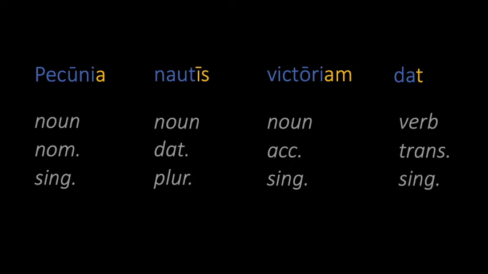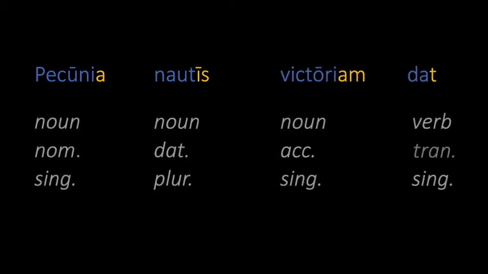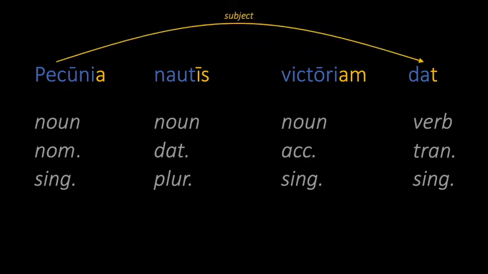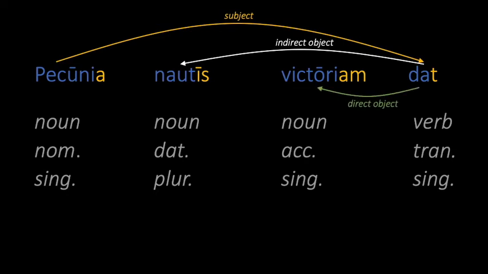Let's see what we can learn from the relationships between the words in this sentence. Pecunia is in the nominative, and it agrees with the verb dat in number. Let's label it as the subject. Nautis is dative, which suggests that it is the indirect object of dat. We'll use a white line for an indirect object relationship. Victoriam is the accusative form, and the verb is transitive, so it looks like this is the direct object.